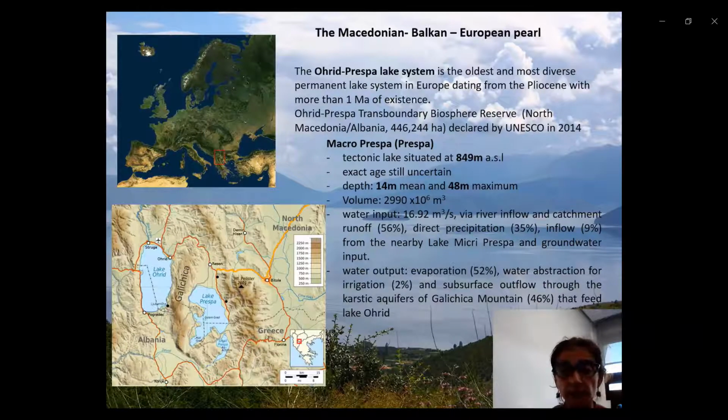Mount Galichitsa is a karstic mountain, and because Lake Prespa is located 200 meters higher than Lake Ohrid, water flows from Prespa to Ohrid and feeds Ohrid Lake with fresh water. So 25% of the water that Ohrid Lake receives actually comes from Prespa Lake.